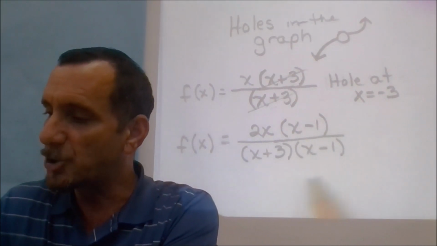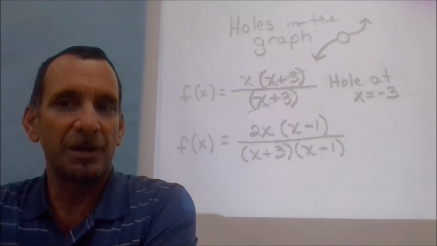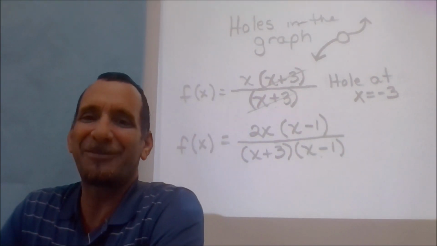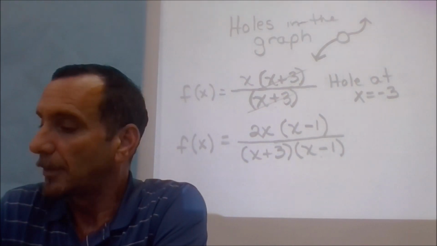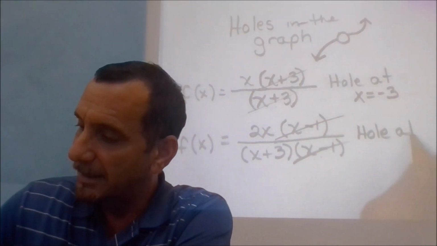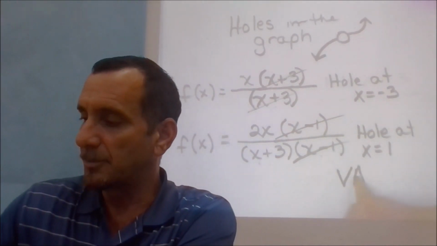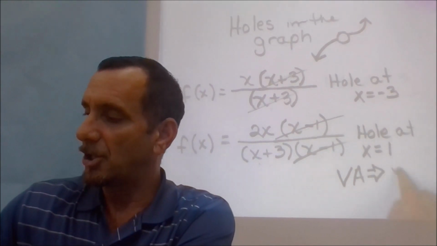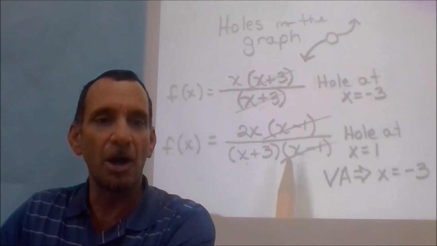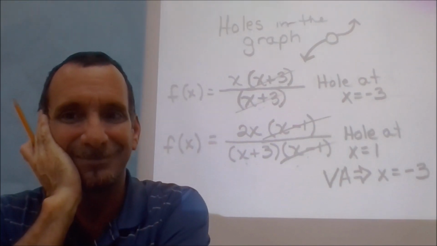Let's look down here. Which one of these expressions in the denominator tells us that there's a vertical asymptote, and which one tells us that there's a hole in the graph? Well, here we have it. If you can cancel it, there is a hole at x equals 1, and there is a vertical asymptote at x equals negative 3. And that's the difference. If you can cancel it, there's a hole. If you can't, it remains a vertical asymptote.